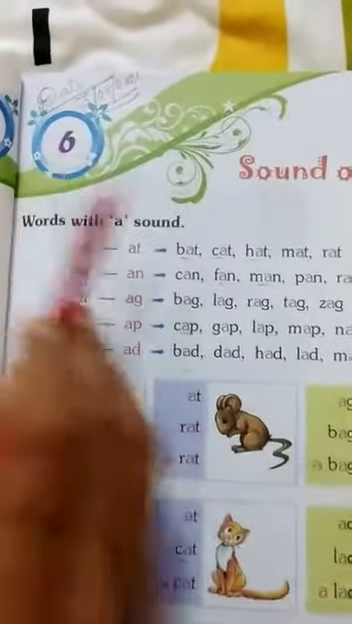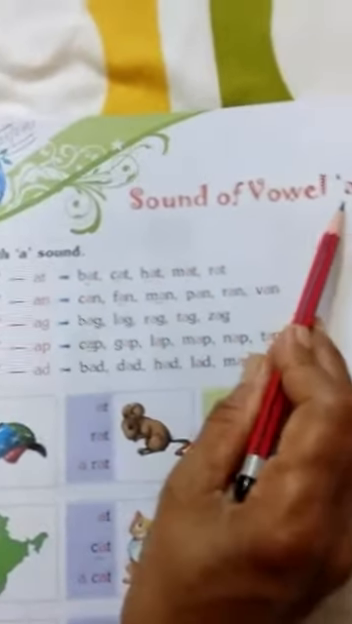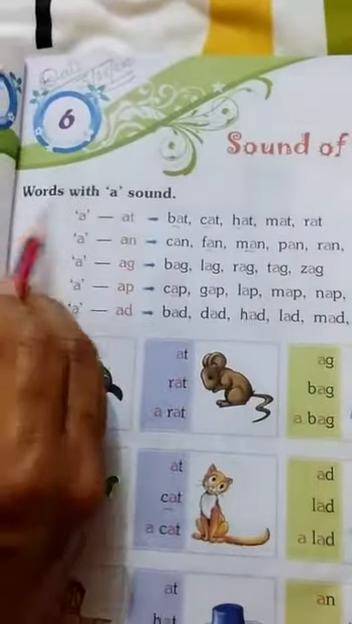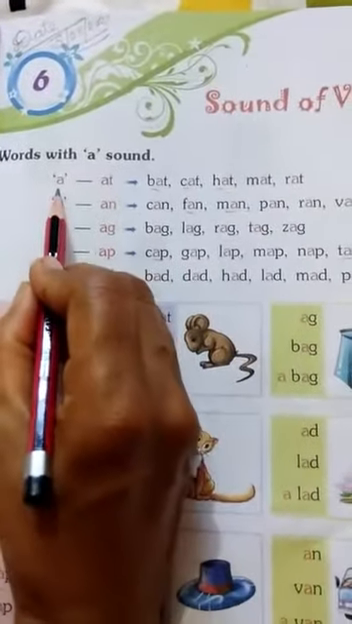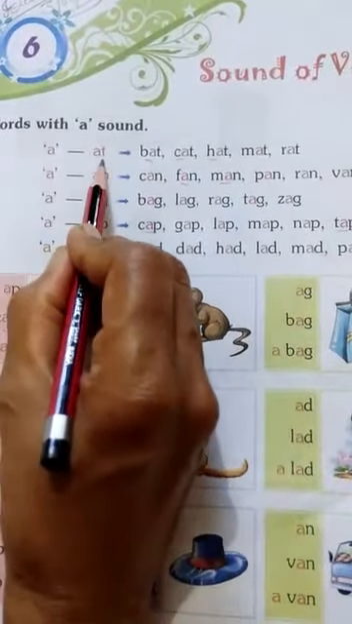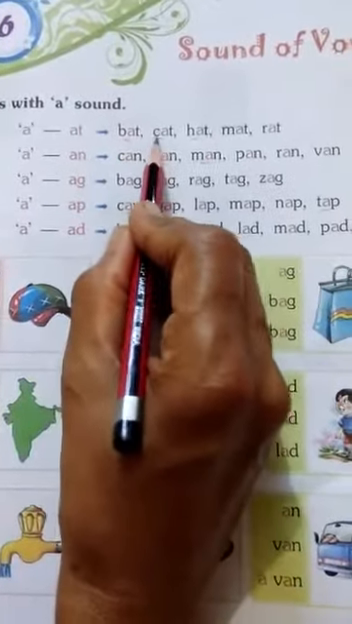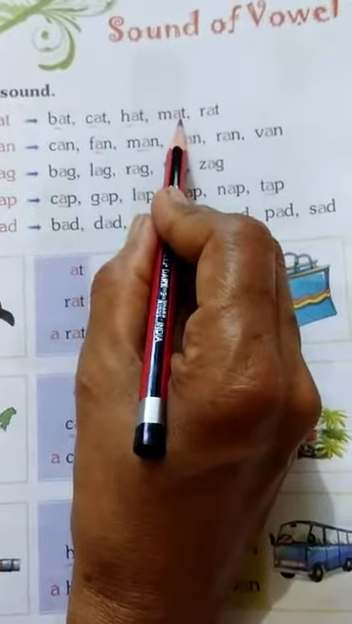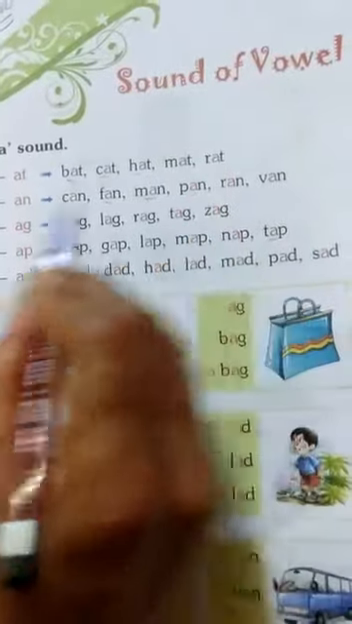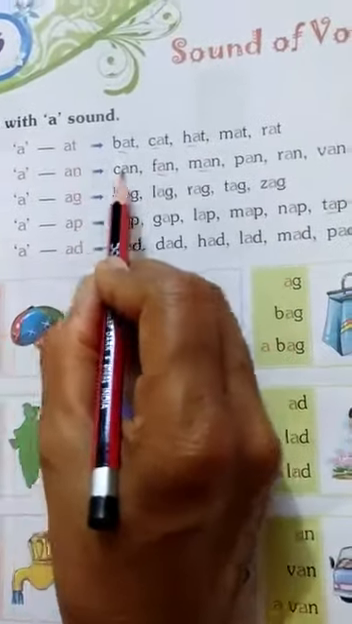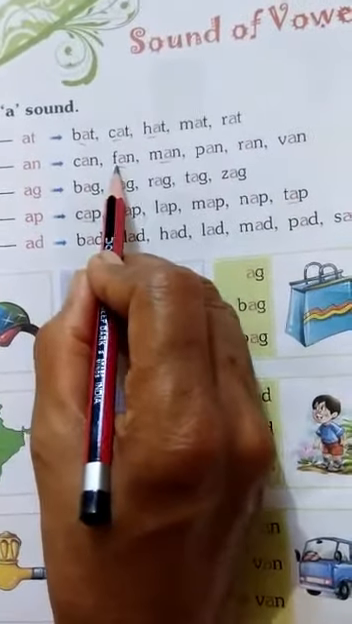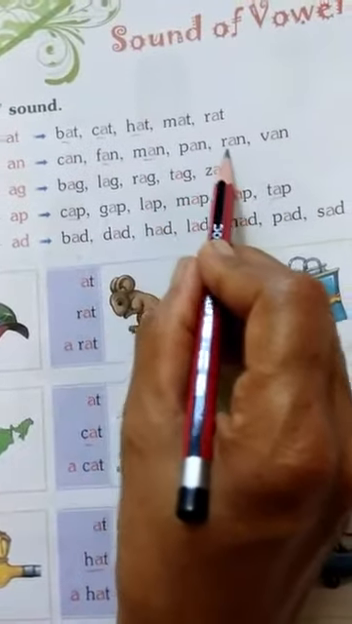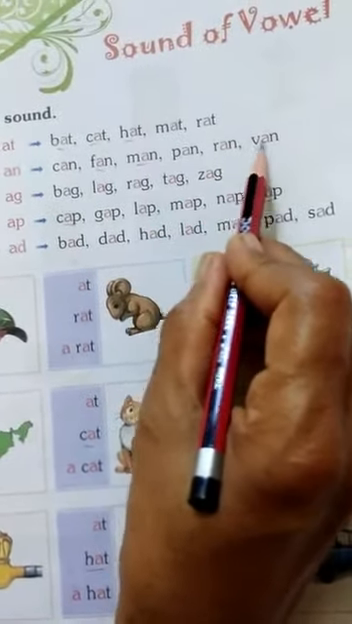Lesson 6, sound of vowel A. Words with A sound. A-T: B-A-T, bat. C-A-T, cat. H-A-T, hat. M-A-T, mat. R-A-T, rat. A-N: C-A-N, can. F-A-N, fan. M-A-N, man. P-A-N, pan. R-A-N, ran. V-A-N, van.